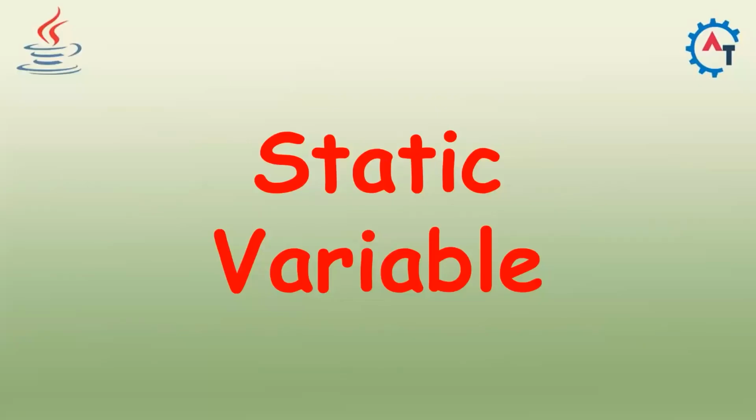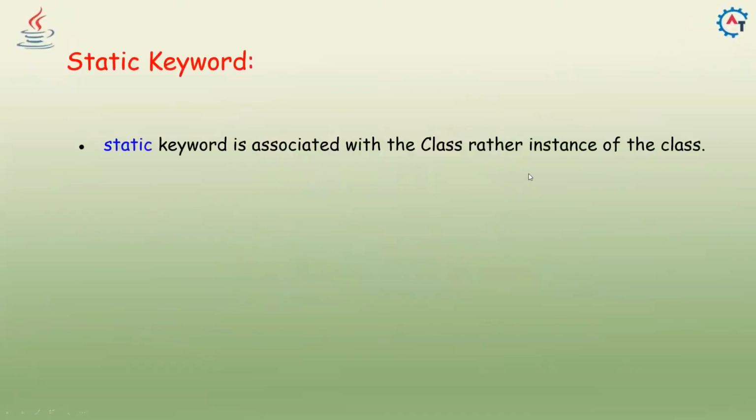Hi, in this video, we will see static variable in Java. The static keyword is associated with the class, rather than an instance of the class. So it will not associate with the object, meaning an instance of the class. It is directly associated with the class.